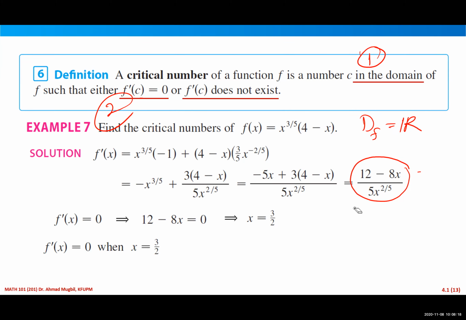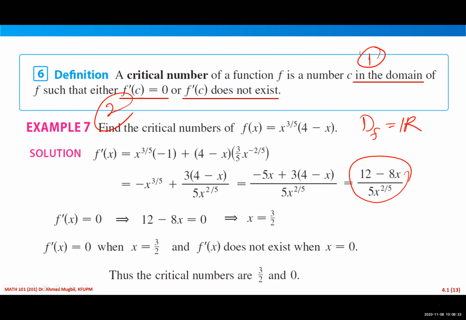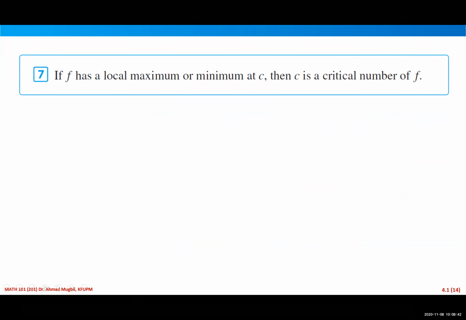Now, ask yourself, where does the derivative not exist? You know that it does not exist if x is 0, the zero of the denominator. And 0 is in the domain, so it is also a critical number. So here you have two critical numbers. But it doesn't mean, guys, that you have a maximum or minimum at these numbers. And this is exactly what this theorem says: if f has a local maximum or minimum at c, then c is a critical number. So it goes this way, but not the opposite.